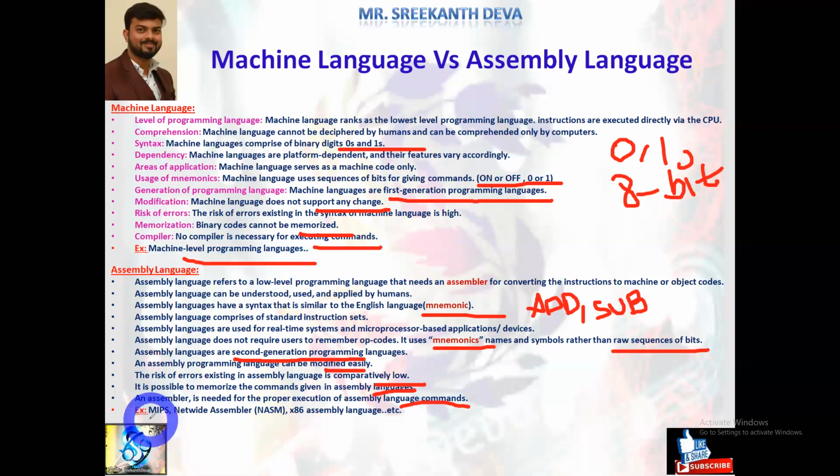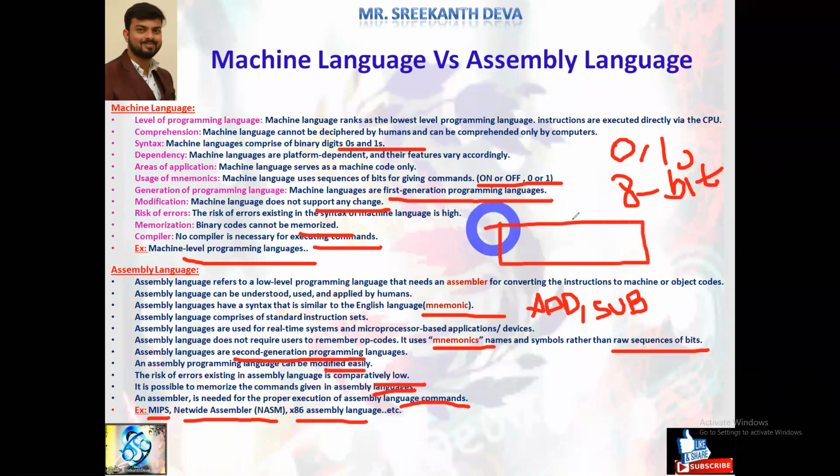Examples of assembly languages are MIPS, NASM (Netwide Assembler), and x86 assembly language. These are all examples of assembly language. Okay.